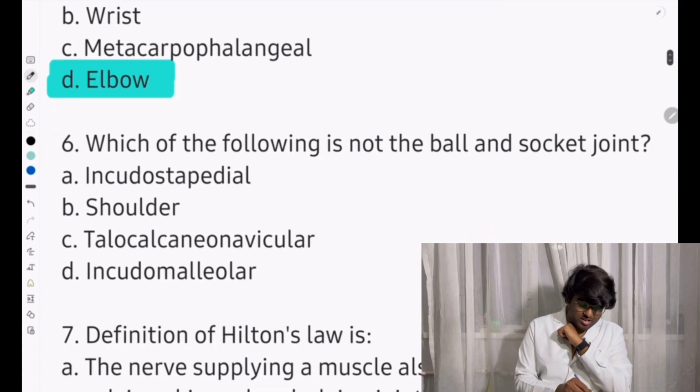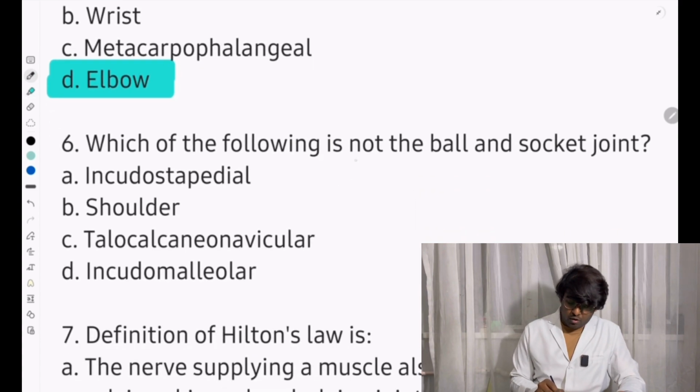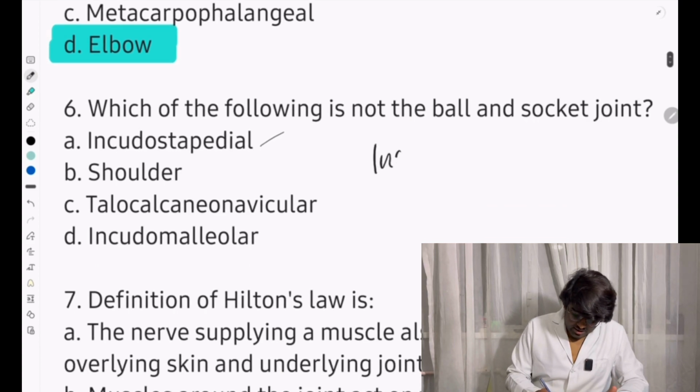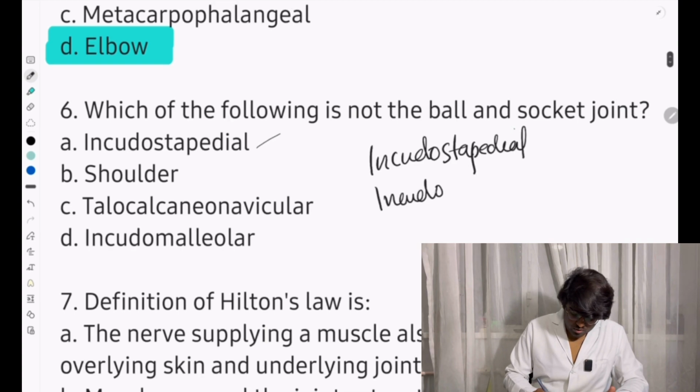Then the next question: which of the following is not. I told you to read the question once again because they have asked about the 'not'. Which among the following is not a ball and socket joint? And option one, I will teach you something. Here you can see incudostapedial, right? Incudostapedial and incudomalleolar.